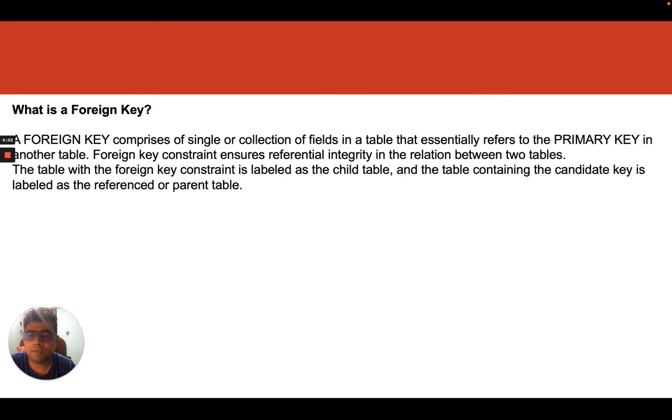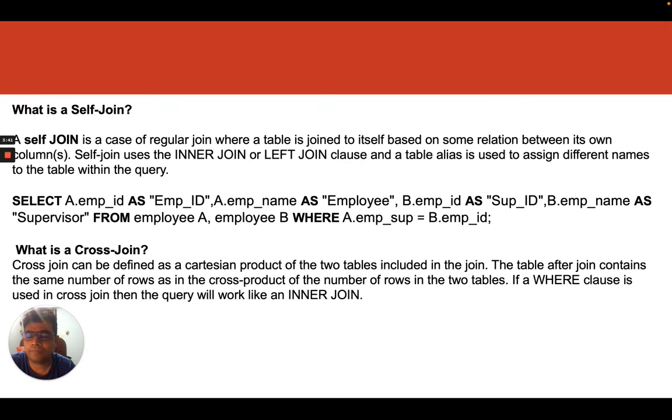What is foreign key? A foreign key comprises a single field or a collection of fields in a table that essentially refers to the primary key in another table. Here we can think of it as a parent-child relationship as well. Foreign key constraint ensures referential integrity in the relationship between 2 tables. The table with the foreign key constraint is labeled as the child table and the table containing the candidate key is labeled as the reference or the parent table.